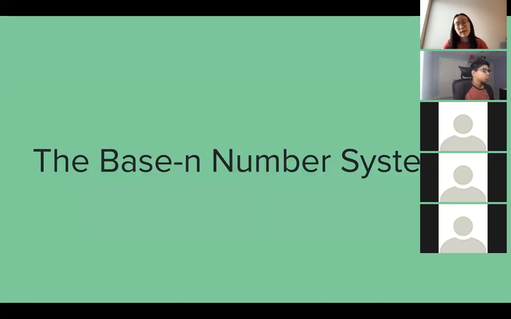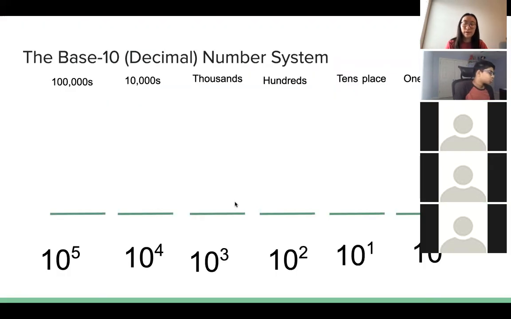Okay, so on to today's content. We're going to be first generalizing a base n number system. But first we're going to go to the normal number system that you're probably familiar with, which is called base 10, or the decimal number system. As you know, there's a ones place, a tens place, a hundreds place, a thousands place, a 10,000 place, and so on and so forth.